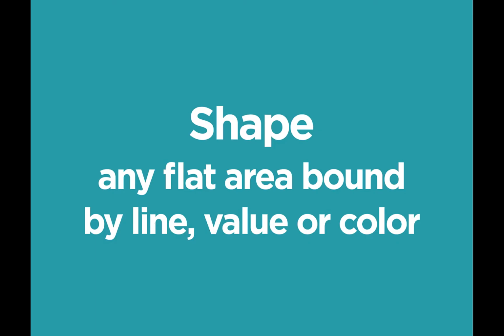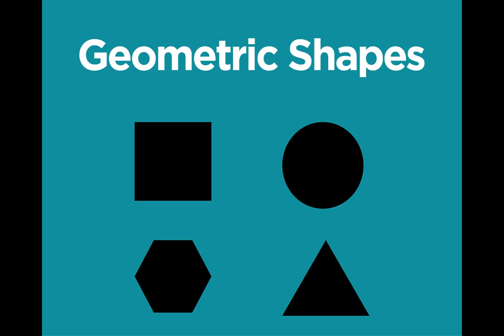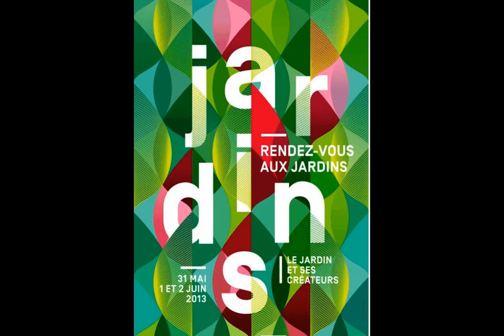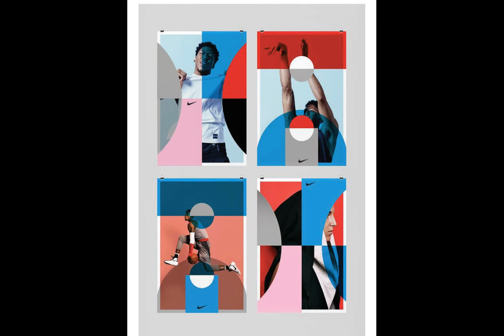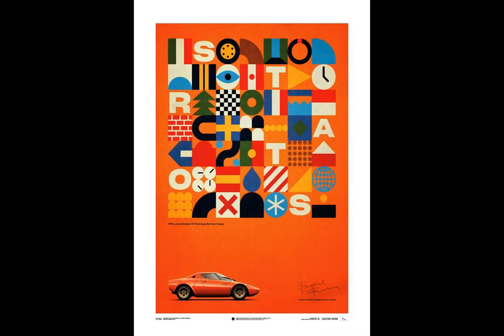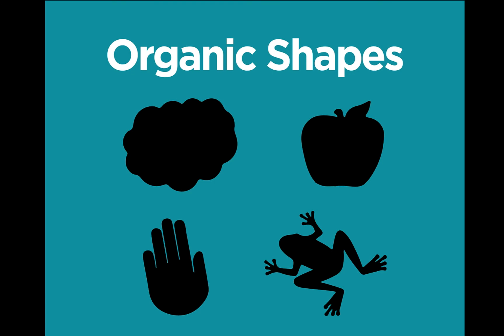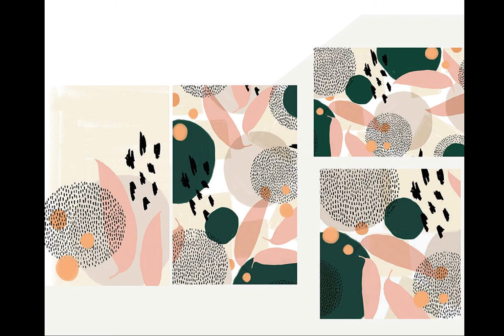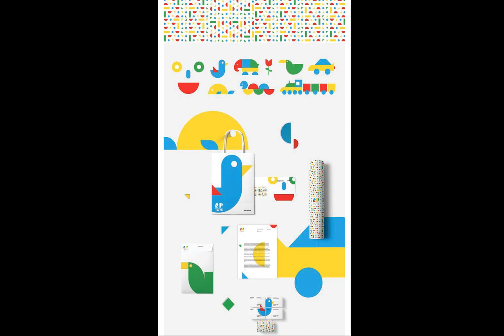The element of shape is any flat area bound by line, value, or color. Often these shapes are geometric, or they might be soft, curved, and rounded shapes, or a combination of the two. By grouping shapes, it creates pattern. Organic shapes are those that are found in nature. Experimenting with these shapes can lead to some unexpected results and create a cohesive look.